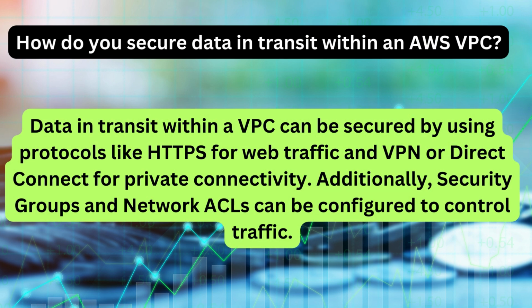How do you secure data in transit within an AWS VPC? Data in transit within a VPC can be secured by using protocols like HTTPS for web traffic and VPN or Direct Connect for private connectivity. Additionally, security groups and network ACLs can be configured to control traffic.